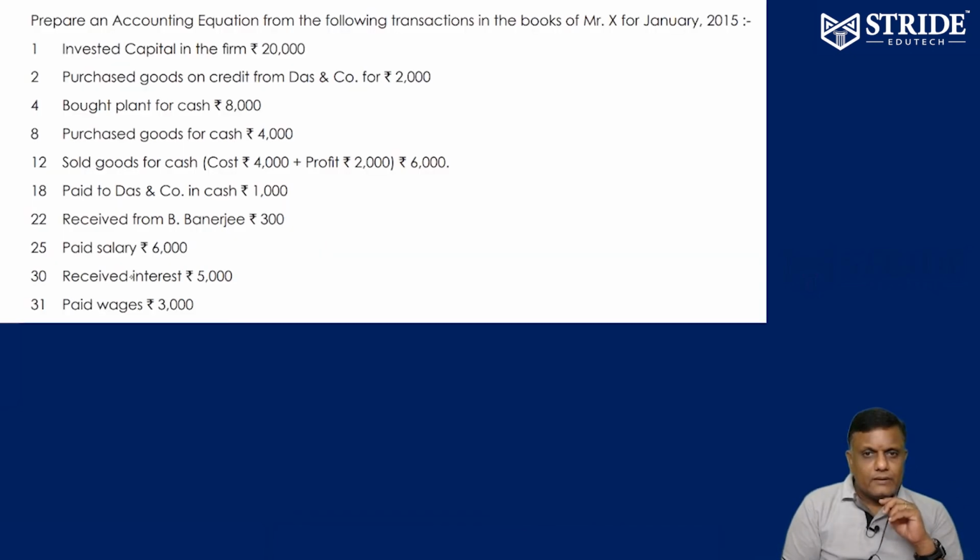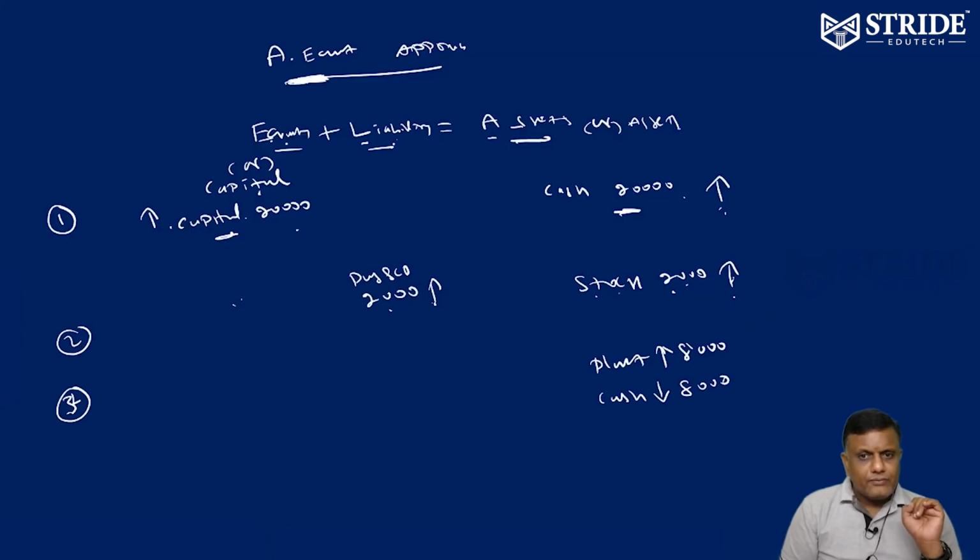That's it. 8th. Purchased goods for cash 4,000. Here the purchase of goods we may treat as stock. Stock increases by 4,000. Cash decreases by 4,000. Stock is an asset, increase by 4,000. Cash is an asset, decrease by 4,000. So both things will be adjusted on the asset side itself.